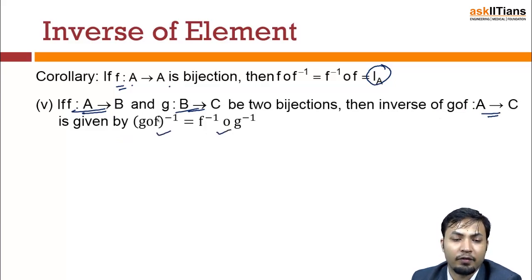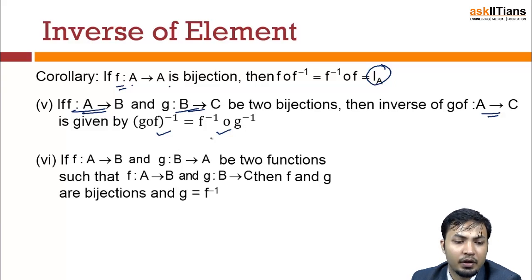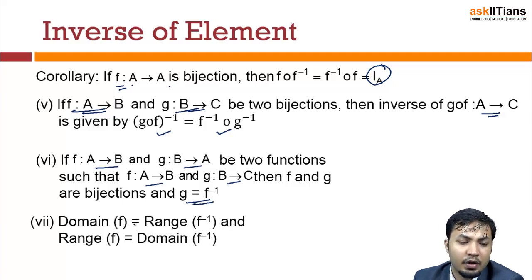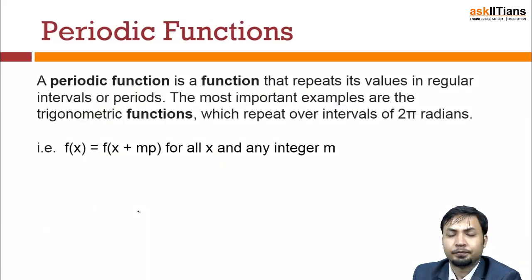(g∘f) inverse is equal to f inverse of g inverse. Similarly, for functions f from A to B and g from B to C, if f and g are bijections, then g is equal to f inverse. In this case, the domain is equal to the range of the inverse function, and the range becomes the domain of f inverse. Now that was all about the inverse function.